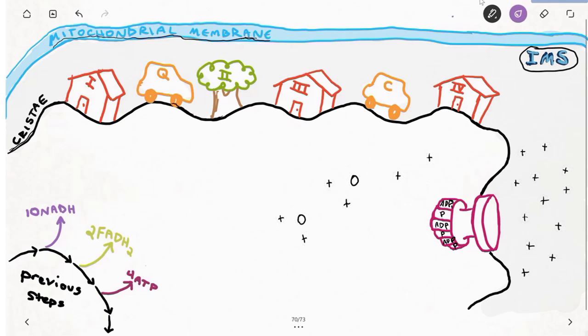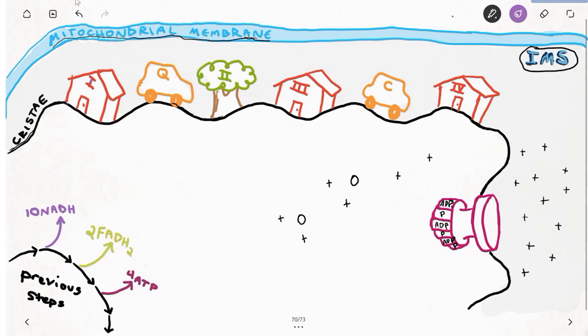And down on the bottom left of the screen, you'll see from the previous steps, we have our 10 NADHs, our 2 FADH2s, and the 4 extra ATP that we made from glycolysis, the transition step, and the Krebs cycle. Now, the first thing in the electron transport chain is this first house. I drew these little houses and cars and a tree, like you're driving down a residential street, and these are all your neighbors' houses, and we'll get to why I drew those differently in a second.